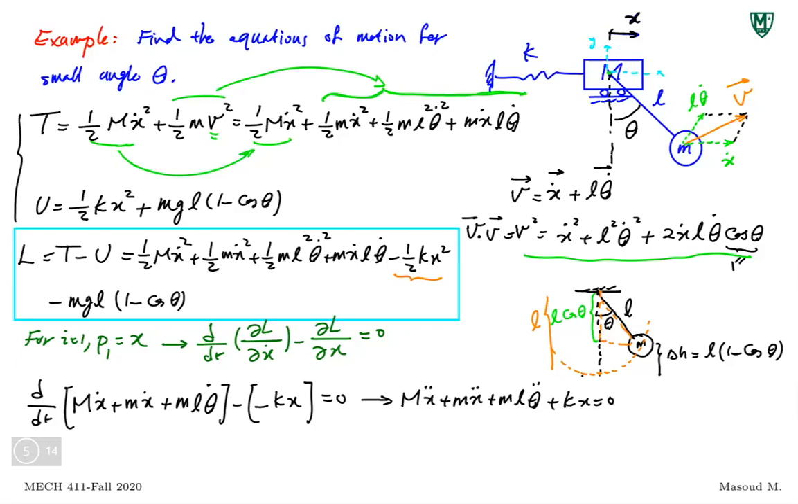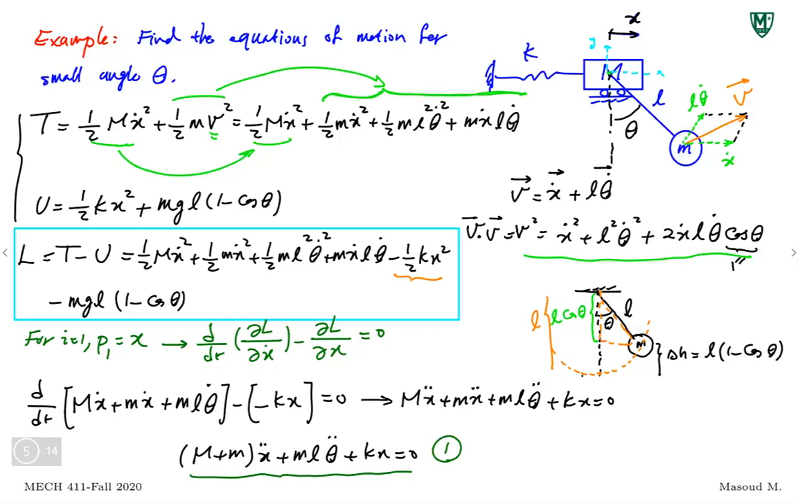You can rewrite that, just make it a little nicer. So put (m plus m) x double dot plus m l theta double dot plus kx is equal to 0. That would be your first equation, the equation of motion for the first degree of freedom, which is x.